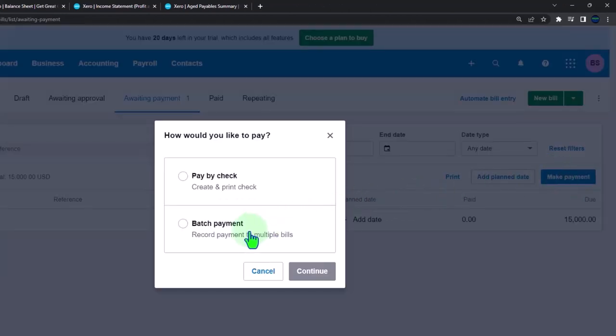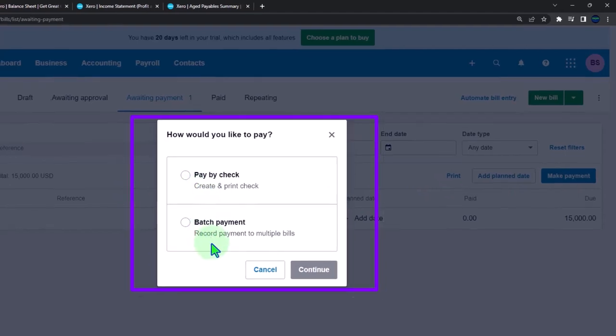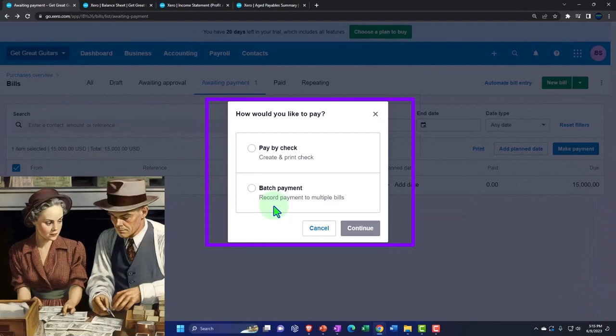Make the payment, it's going to come out of pay by check or batch payment. Now, this is kind of interesting because you record a payment for multiple bills. So you might have one payment for multiple bills that you can make a batch payment for. So that's a kind of interesting tool that you can put into play. Otherwise, you would say pay by check.